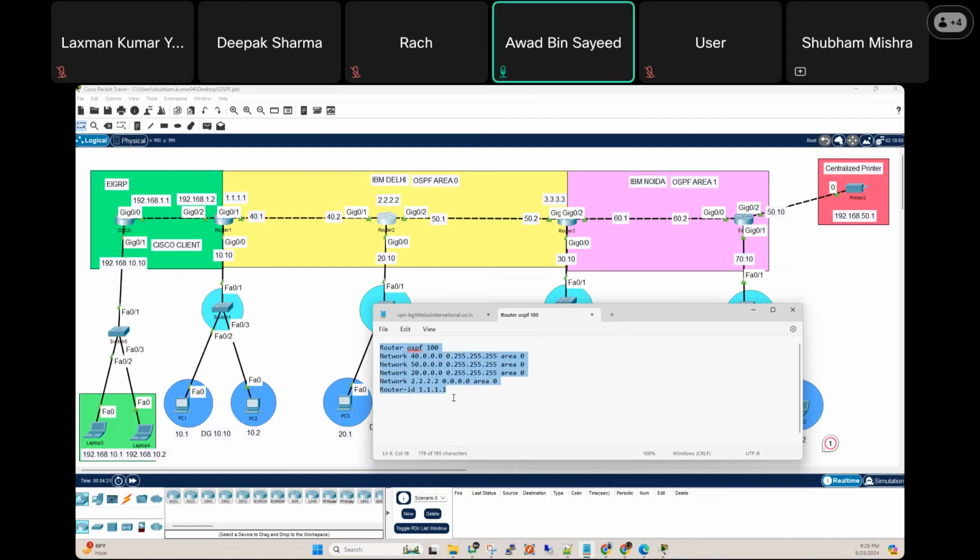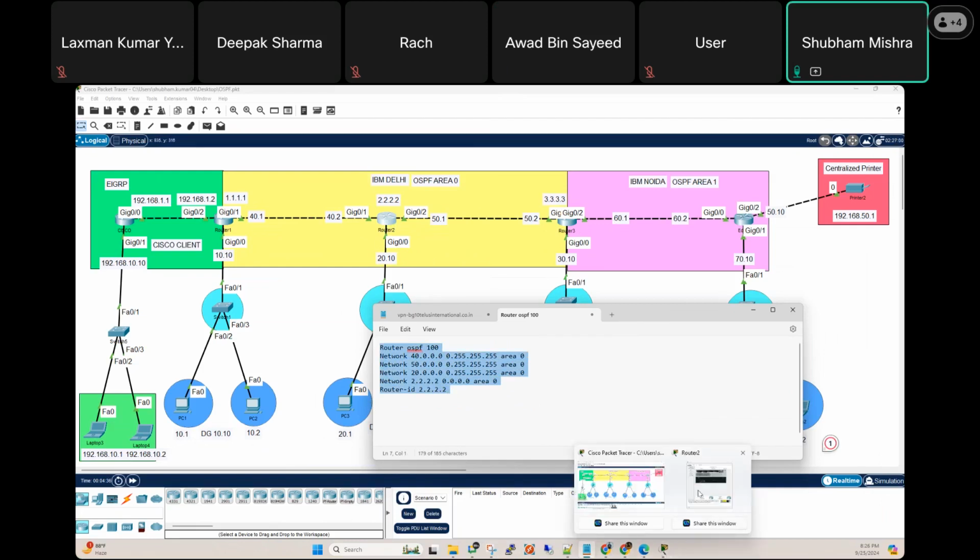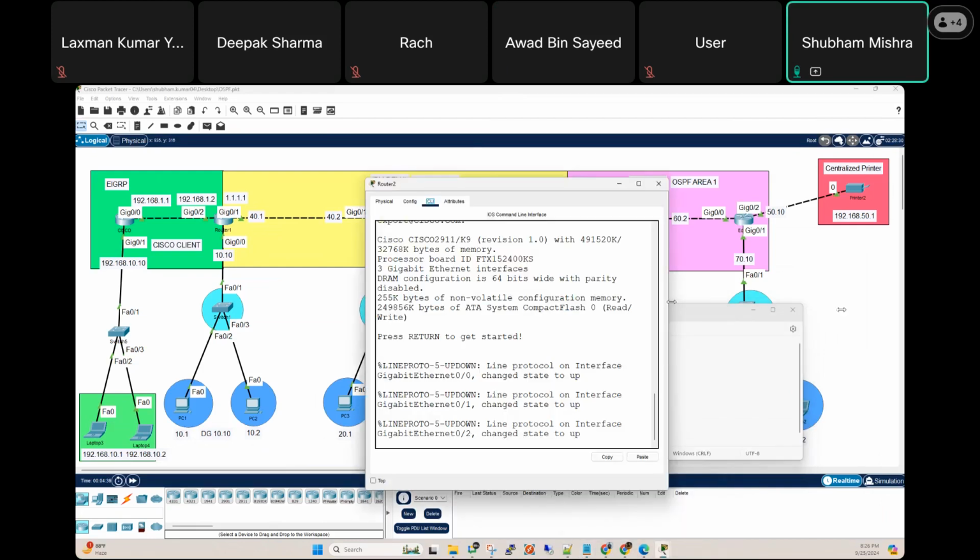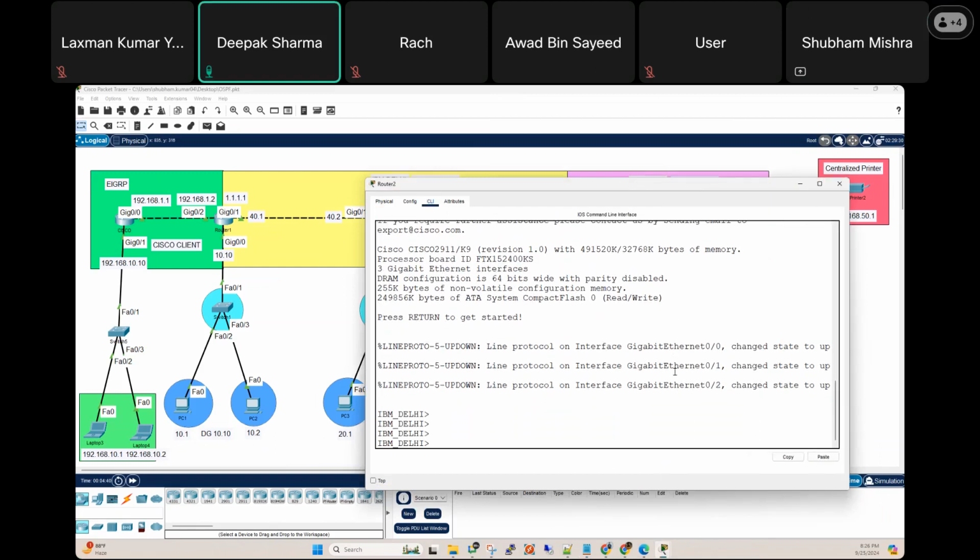We need to change the router ID also. Router ID 2.2.2.2, very good. Either you can change it, otherwise by default what will be the router ID? 2.2.2.2, because there is a single loopback. Yes or no? Yes. Okay.